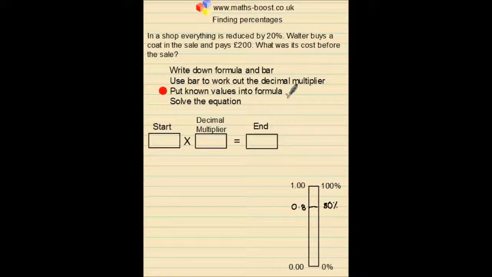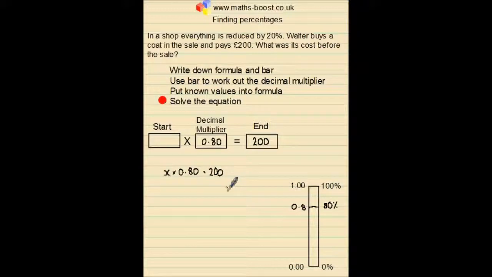Step 3, put known values into the formula. The decimal multiplier is 0.8, and £200 is what I ended with. I'm trying to find what the starting price was before the sale. Step 4, solve the equation. Now this is different to the previous two because you can't simply put this straight into the calculator. Some unknown number multiplied by 0.8 results in the answer 200.